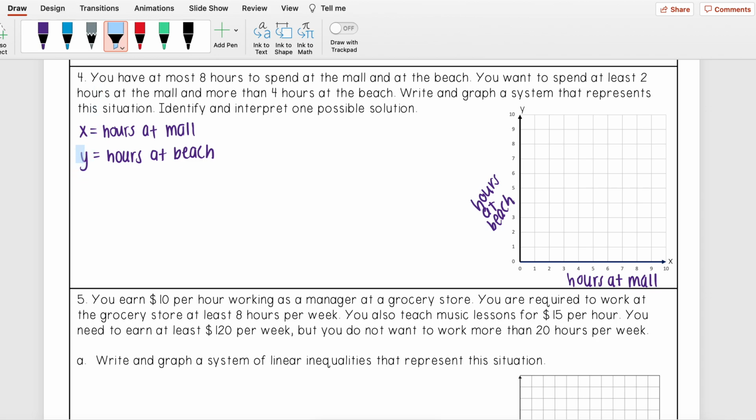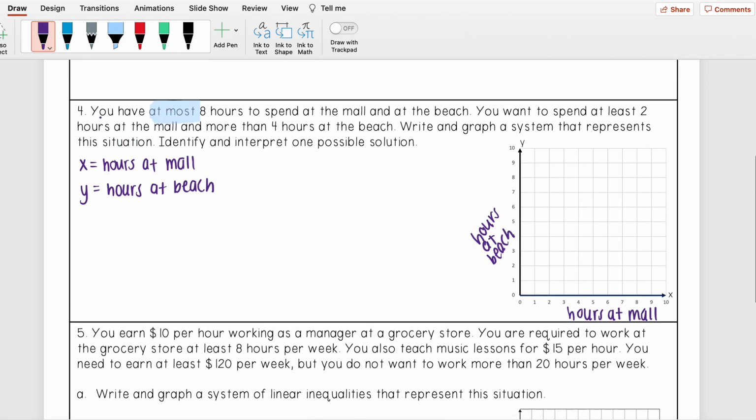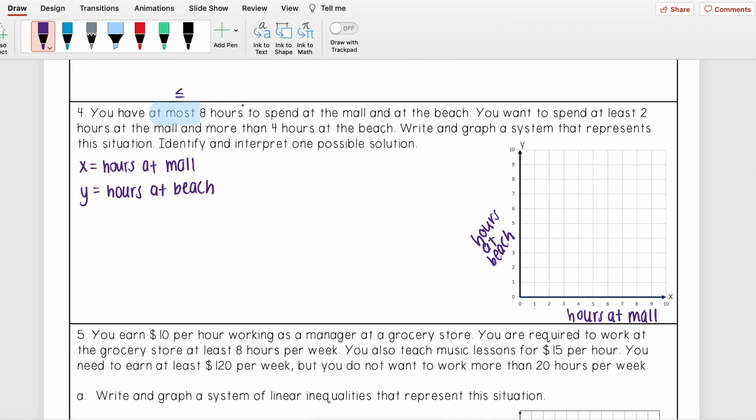And so I have a few things going on. First, I see in this first sentence it says I have at most. So that's going to be less than or equal to 8 hours to spend at the mall and at the beach. Well, x is hours at the mall, y is hours at the beach. So the left-hand side will be x plus y, because the amount of time I spent at the mall plus the amount of time I spent at the beach needs to be less than or equal to 8 hours. So I have my first inequality.